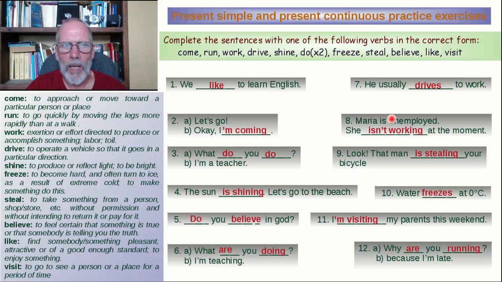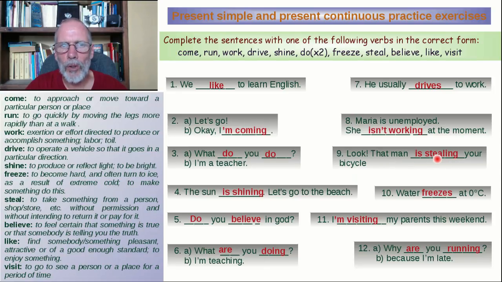Number 8, Maria is unemployed. Maria is unemployed, and the answer is she isn't working at the moment. This one needs to be in the continuous tense because we have this time expression at the moment. Time expressions like at the moment, now, right now, currently, presently, they are time expressions that nearly always go with the present continuous tense.